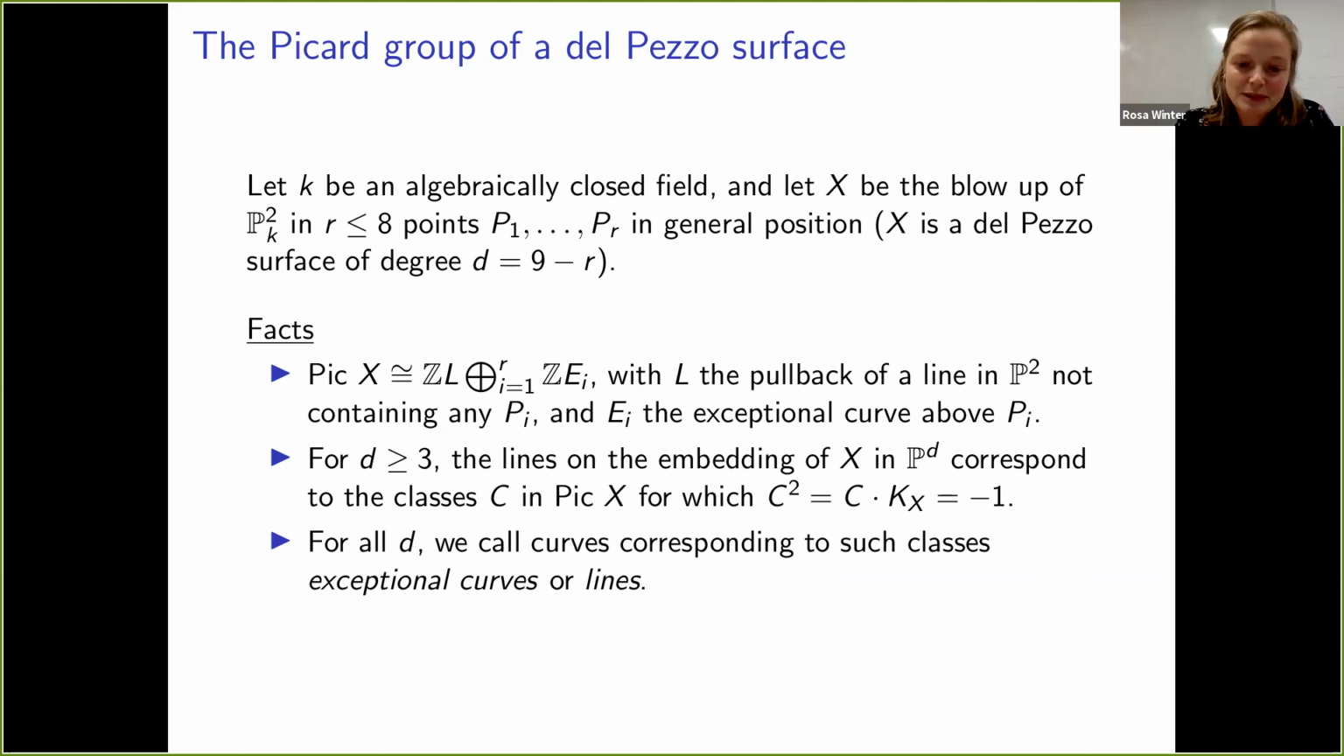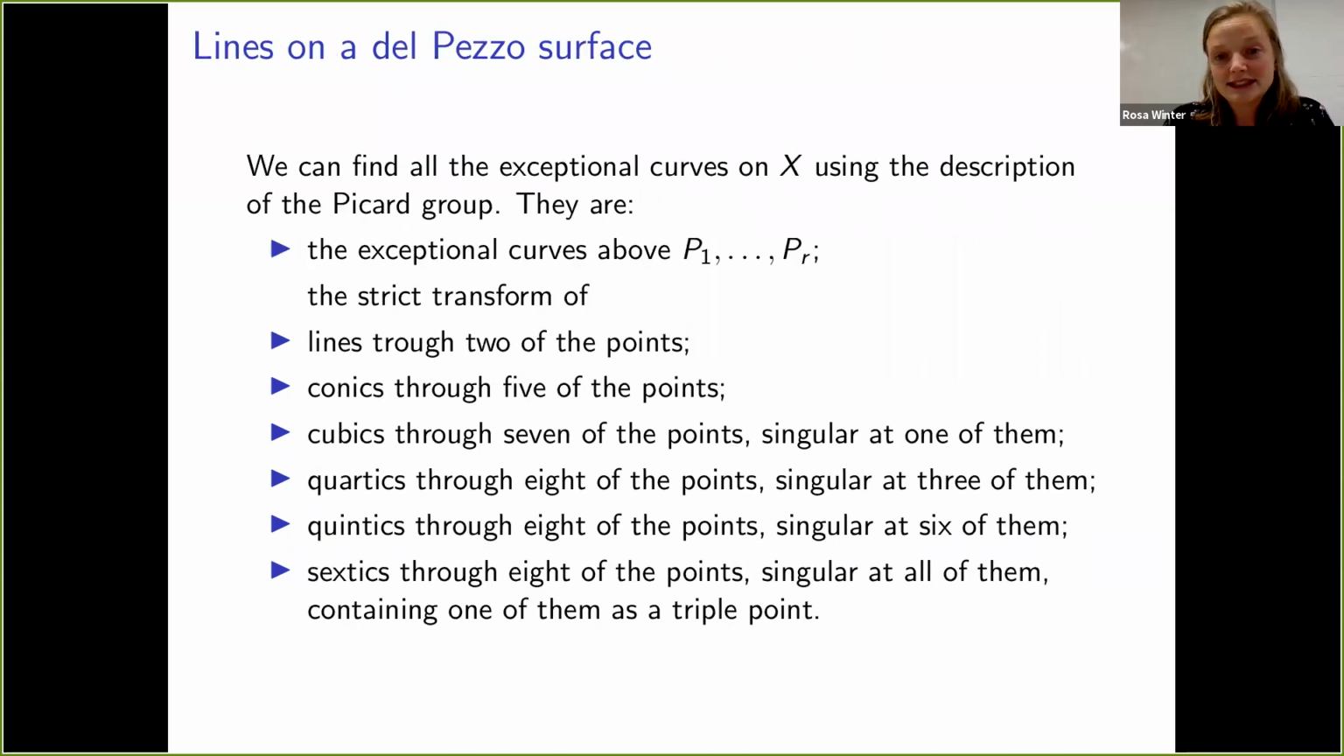Okay, so these are the special things in the Picard group that we talk about. And we can find all these exceptional curves using this description, just by seeing which ones have self-intersection -1, etc. Of course, the exceptional curves above the points you blow up are exceptional curves, but also the strict transform on your del Pezzo surface of any line in P2 through 2 of the points, any conic in P2 through 5 of your points, etc. I won't read this all out loud, but all these exceptional curves on your del Pezzo surface are described by curves downstairs through your points in a certain way.